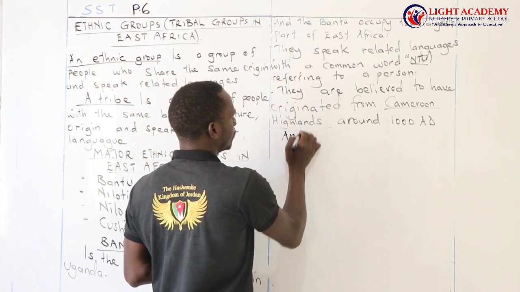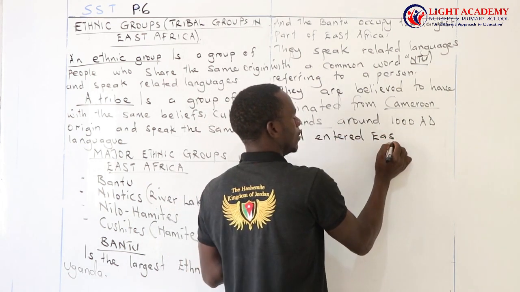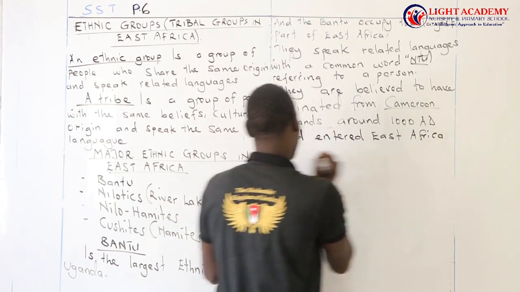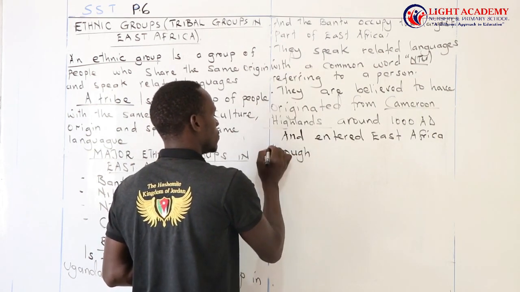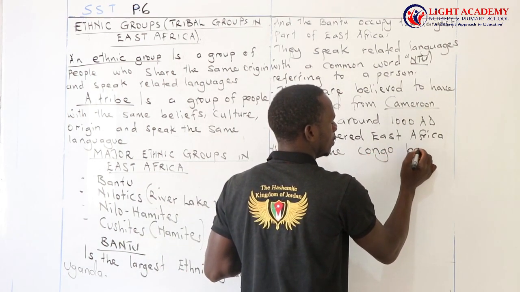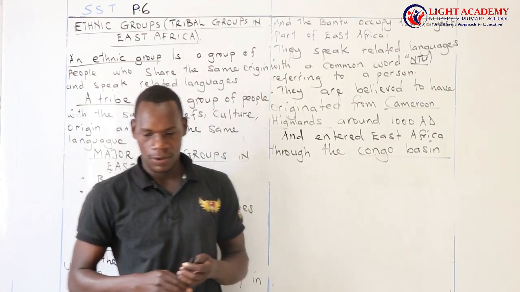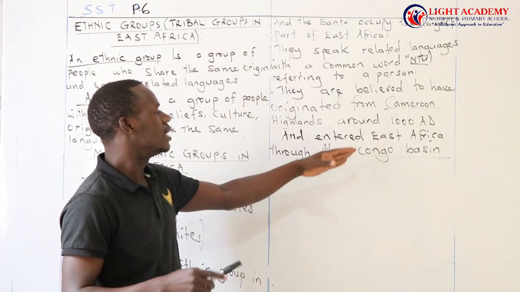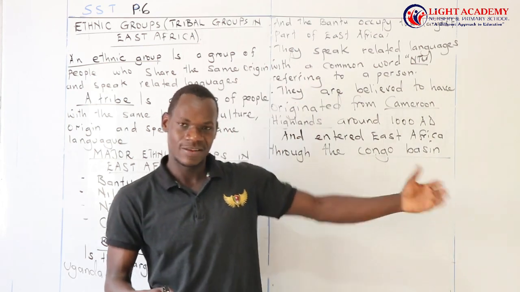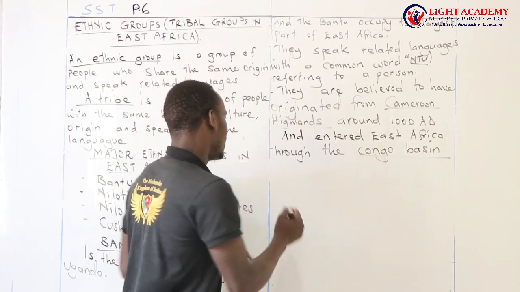And they entered East Africa through the Congo Basin. From Cameroon, they entered East Africa through the Congo Basin. That is, in particular, they entered East Africa through the neighboring country, which is the Democratic Republic of Congo. That's the Congo Basin.